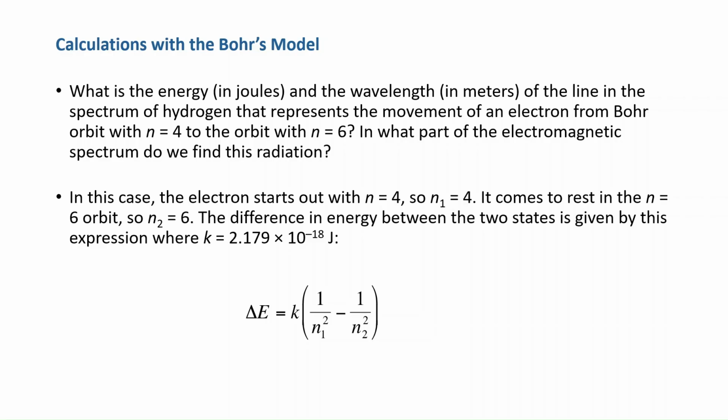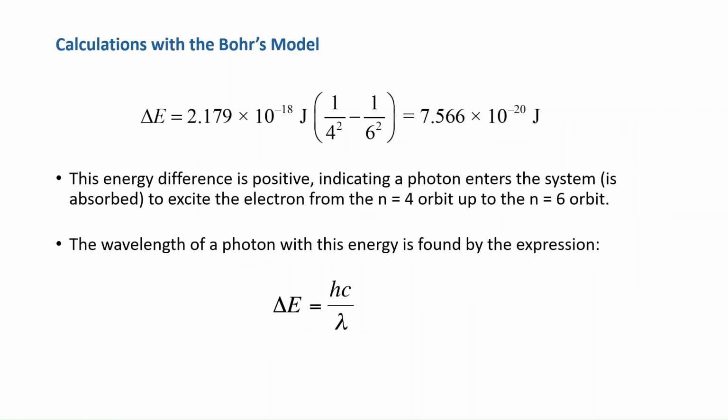If you want to do some calculations: what is the energy and the wavelength of the line when you move an electron from the orbit n equals 4 to n equals 6, how much energy has been absorbed, and in what part of the electromagnetic spectrum do you find this radiation? Okay, so they give you the value of K. We said the difference in energy is this. They give you the value for N1 and N2 in there. So just plug in the numbers, do the calculations, and that tells you the energy.